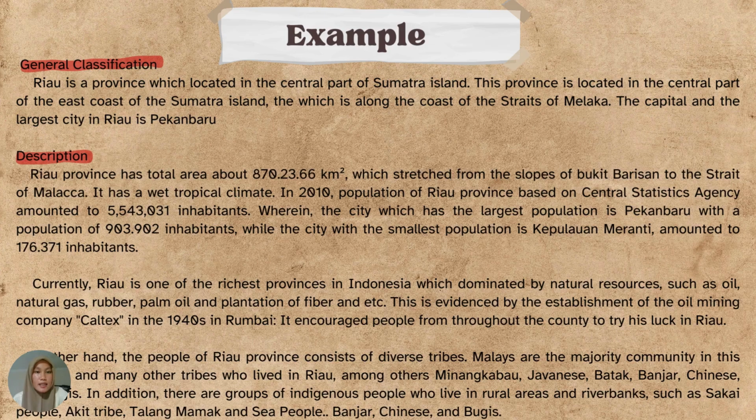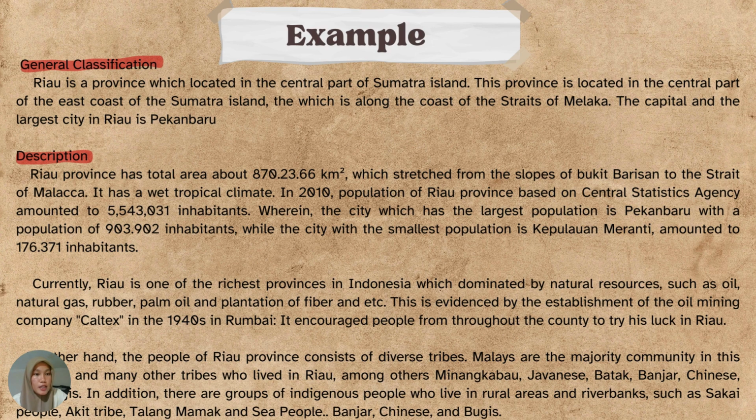And then let's analyze this example. The general classification: Riau is a province which is located in the central part of Sumatra Island. This province is located in the central part of the east coast of Sumatra Island, which is along the coast of the Strait of Malacca. The capital and largest city of Riau is Pekanbaru. And the first paragraph is general classification because it introduces Riau, and gives the general classification about Riau.